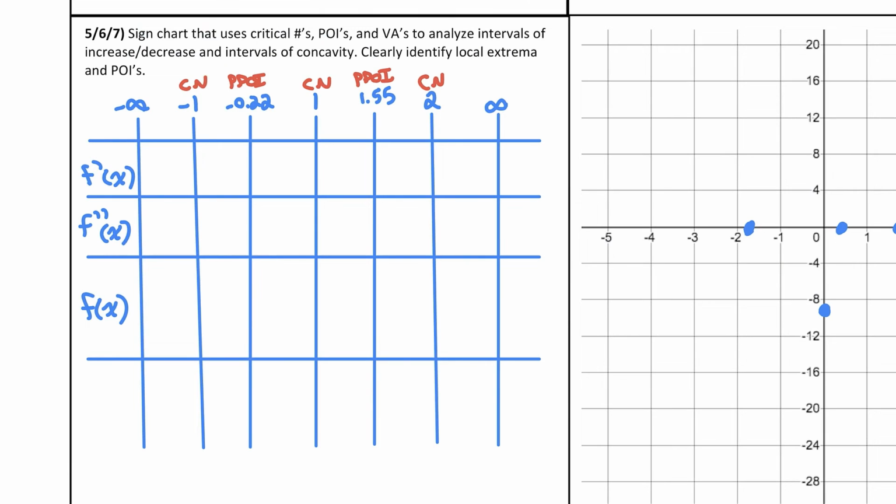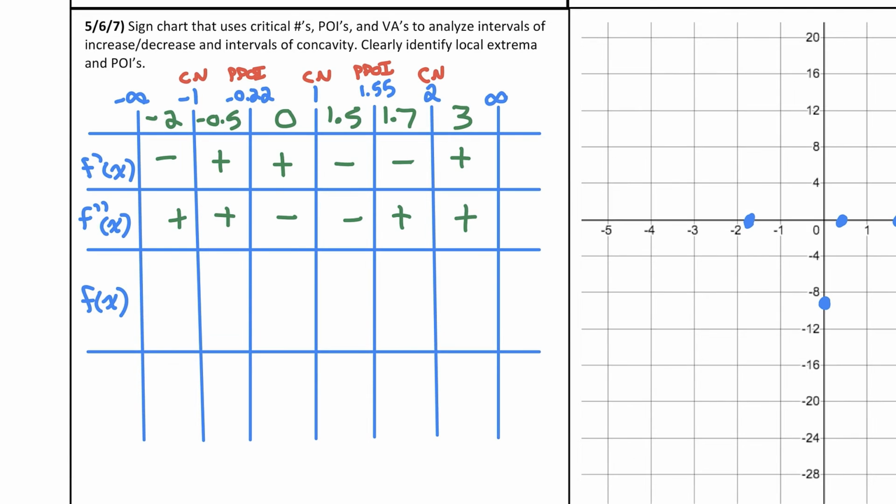Okay, there's my chart where I've used my critical numbers and my possible points of inflection as dividing points. I'll pick some test values within each interval. So I'll choose -2, -0.5, 0, 1.5, 1.7, and 3 as my test values. I'll sub each of those test values into both the first and second derivative and record the sign of the answer.